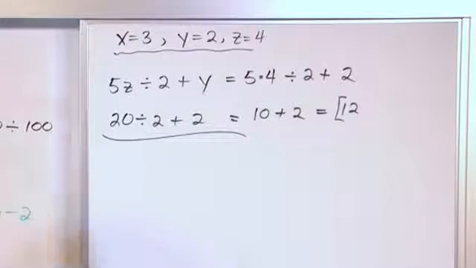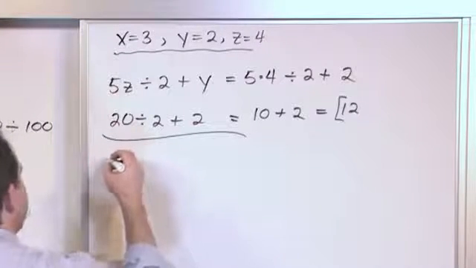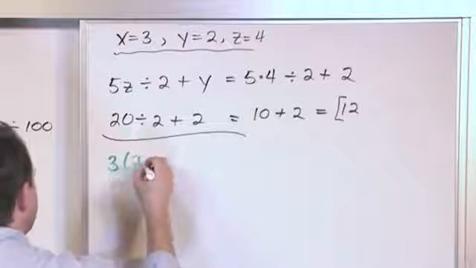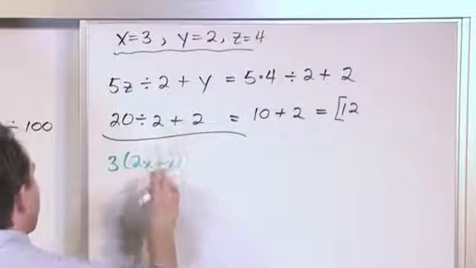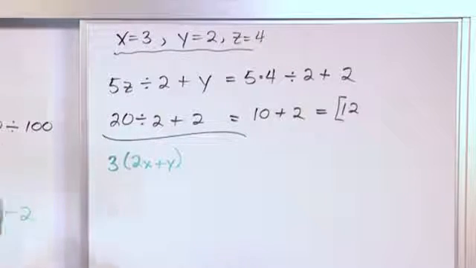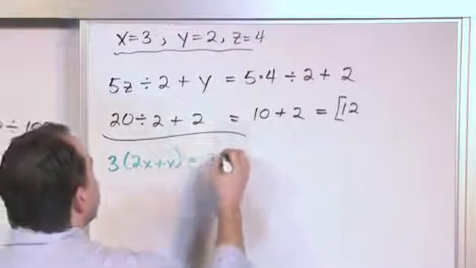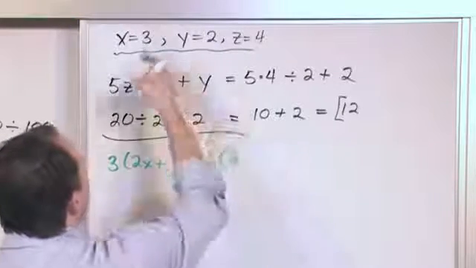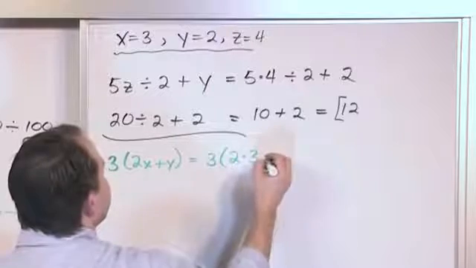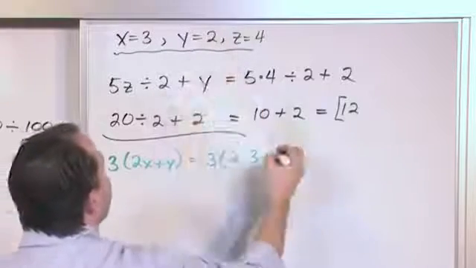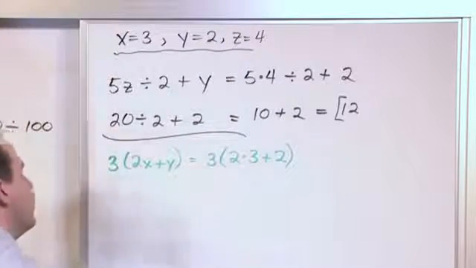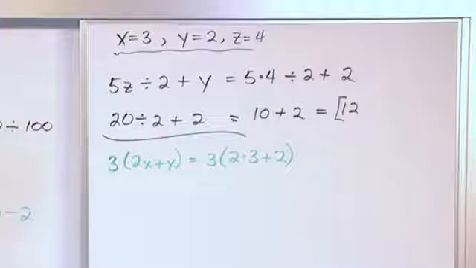And let's do 3 times 2x plus y, all wrapped up inside of parentheses. So let's plug in what we know. We have 3, 2 times x, x in this case is 3, plus y, y in this case is 2. And all of this stuff is inside parentheses, though this is another great example.